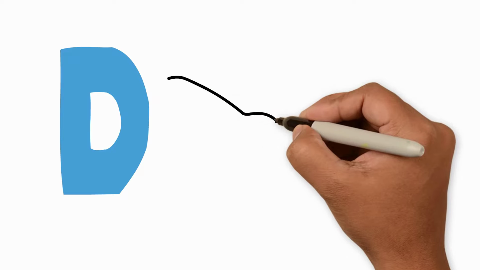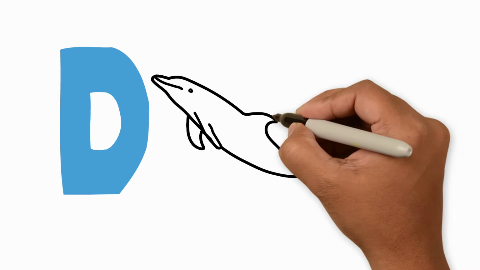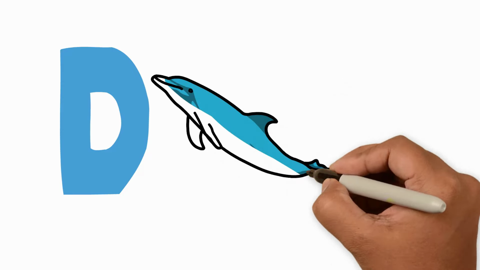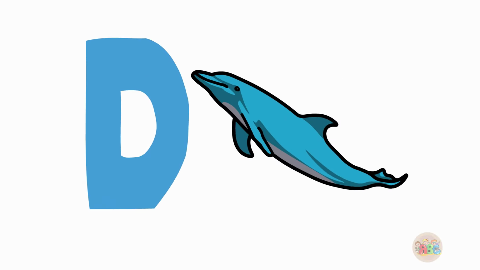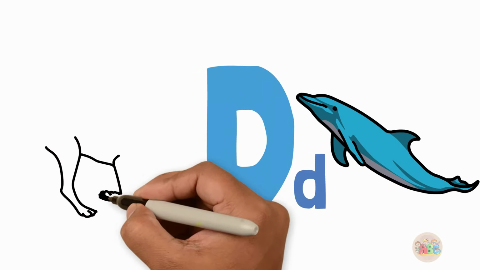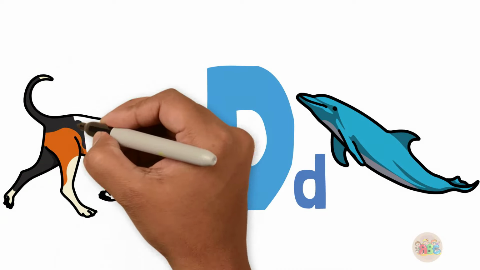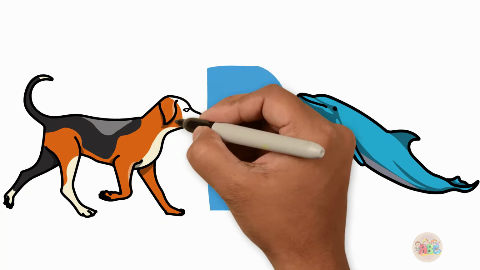D. D is for dolphin. Dolphin. Again say with me. D is for dog. Dog.